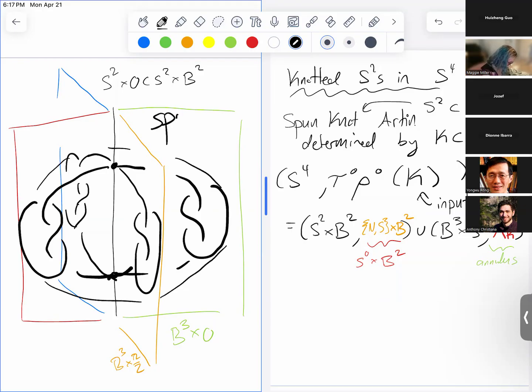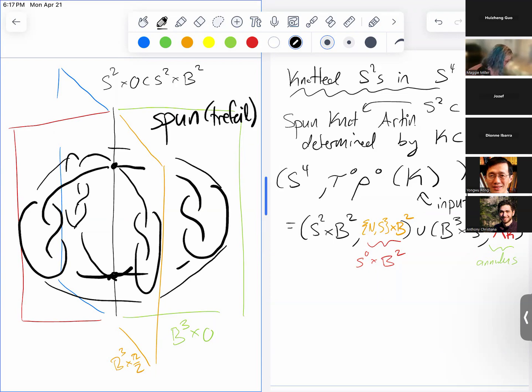So this is the spun trefoil sitting inside of four-dimensional space. Wherever it looks like it intersects itself, the broken sheet is deeper in the fourth dimension. Okay, so this is a pretty nice family of knots.